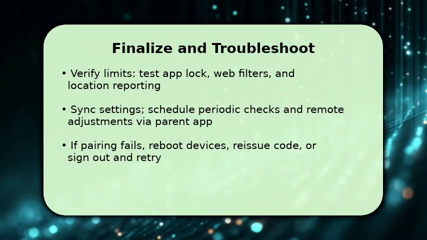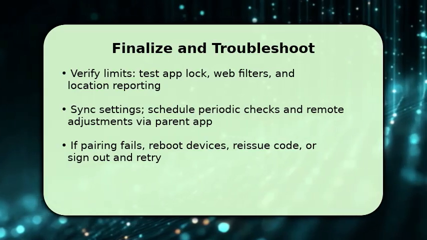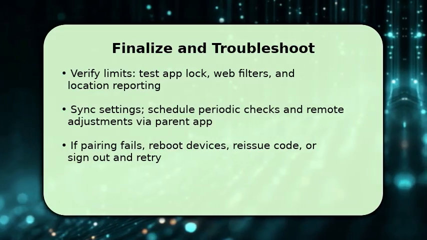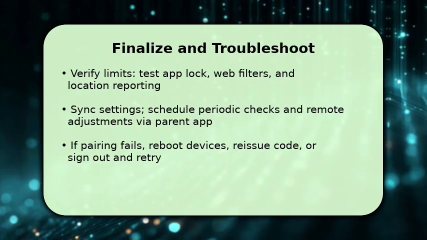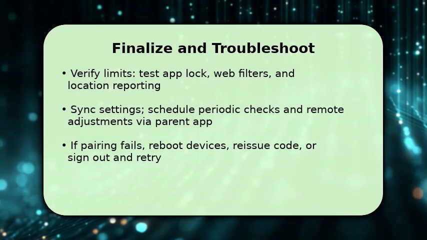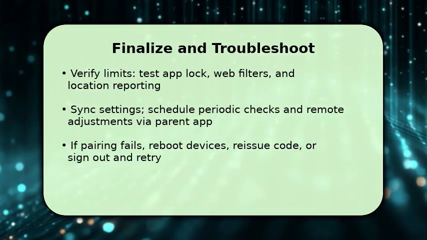To finish, you verify controls are active and know how to recover if something breaks. Test an app lock and a web filter from both devices, check location updates in Family Link, and confirm screen time reports on the iPhone. This proves the controls are applied. Once confirmed, schedule occasional reviews and adjust limits remotely from your parent app.